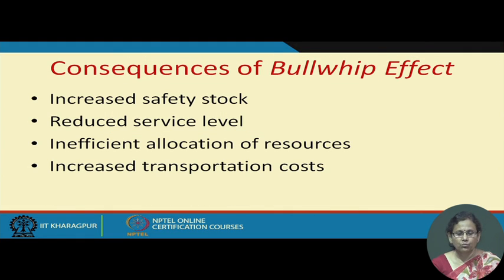So, what this variability in the supply chain does, as I told you, is called the bullwhip effect. Because of this bullwhip effect, there is uncertainty about what the customer's demand will be and how much to produce. There is an increase in safety stock level, a reduction in service level, and inefficient allocation of resources. All these things are because of demand uncertainty, and accordingly there is an increase in the transportation cost.